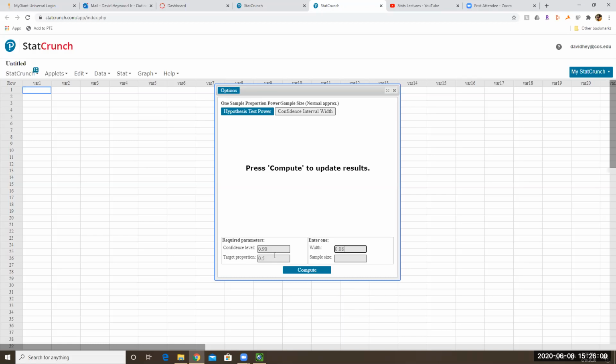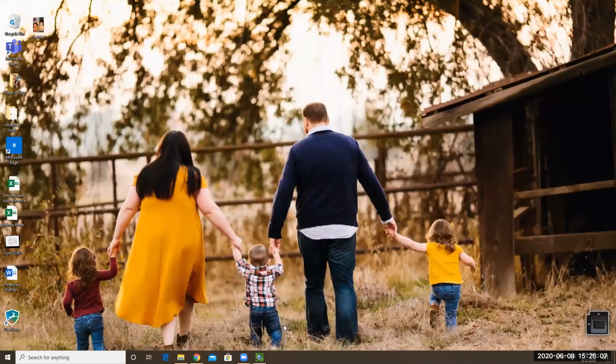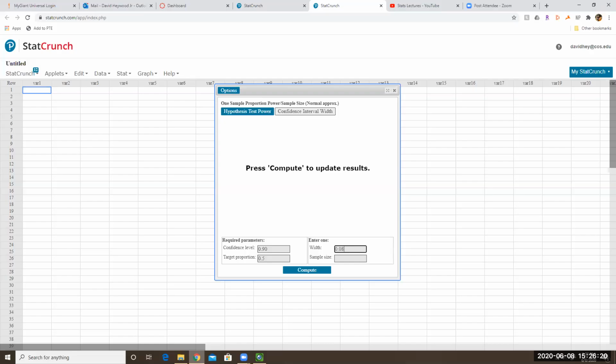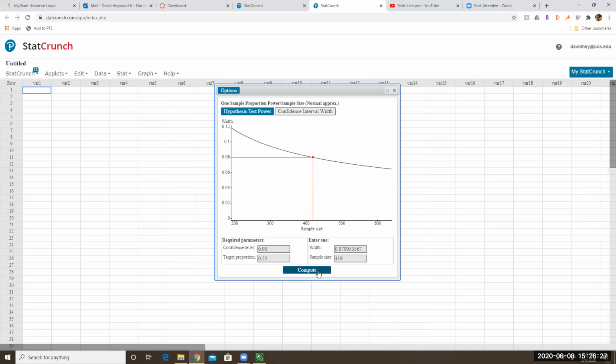Okay. And the target proportion. The target proportion is the prior estimate, right? In this case, in part A, it's 55%. So target proportion is 55%. And then the sample size, I want to leave that blank. So hit compute. And there you go, it fills in the sample size that you need. So the sample size here is 419.